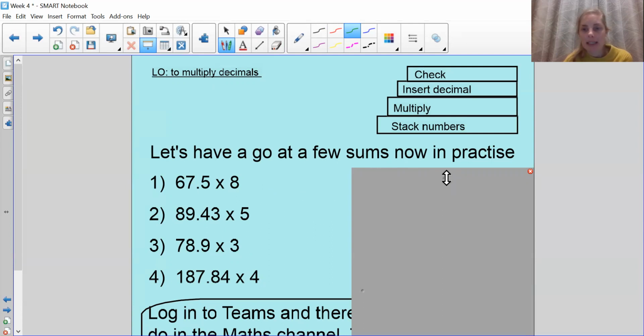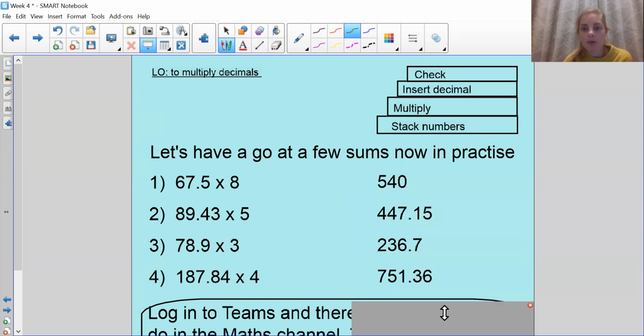Great, let's see how you did. Here are your answers for those 4 questions. If you got all 4 correct, I think you can definitely now go and log onto Teams and complete the quiz. Those of you who don't have Teams, hopefully you would have done those 4 questions, and then you can take a picture and send it to year5@theprimaryacademy.com.